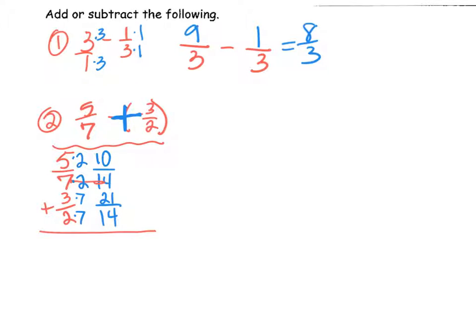Okay, now I have 2 new fractions. 10/14 plus 21/14 makes how many 14ths? 10 plus 21 is 31, 14ths. If you can reduce it, you do, but this one you can't.